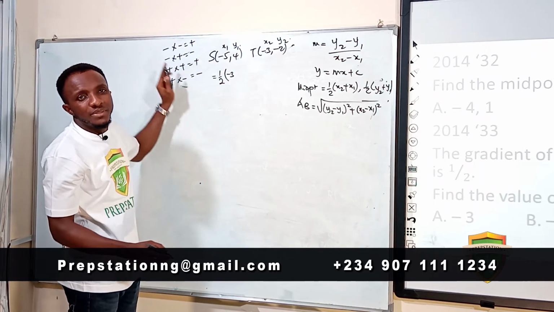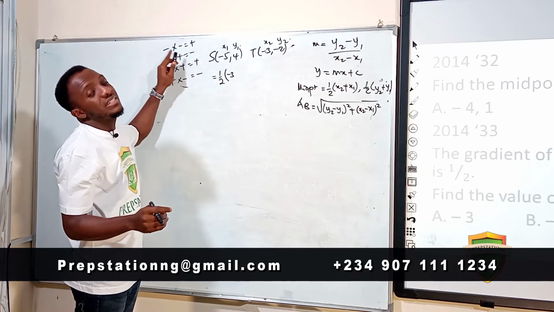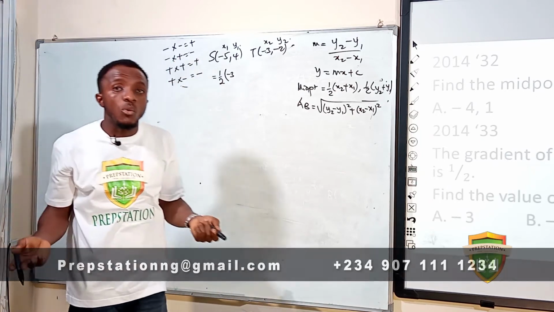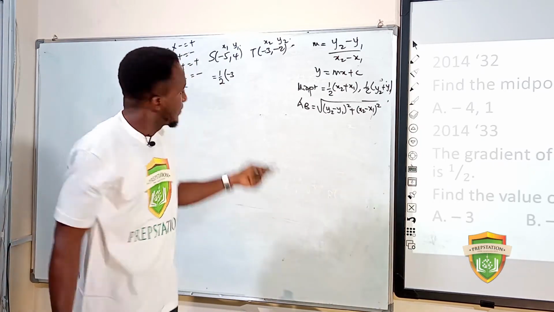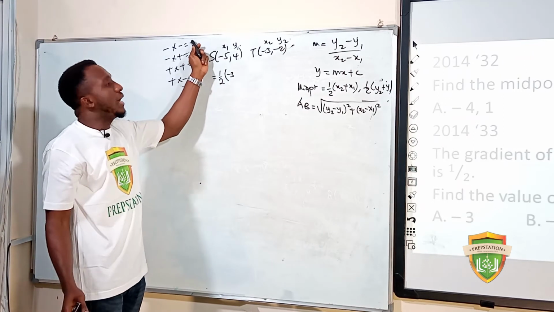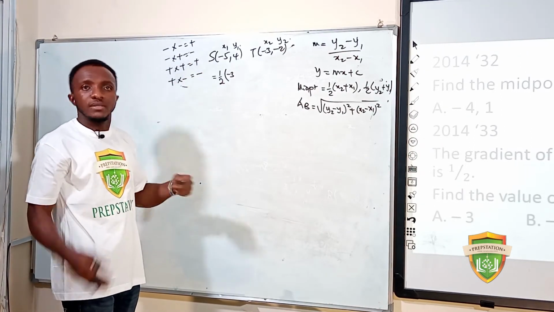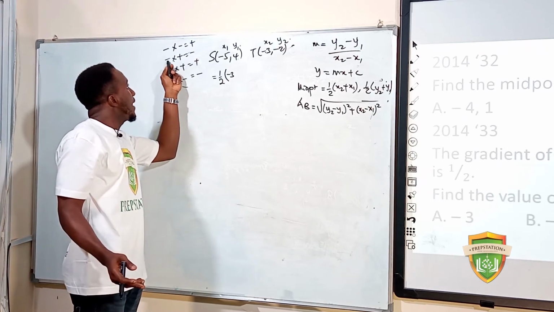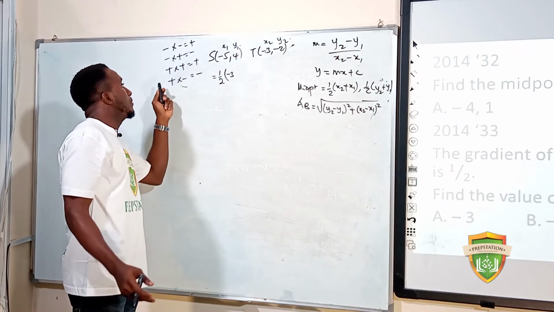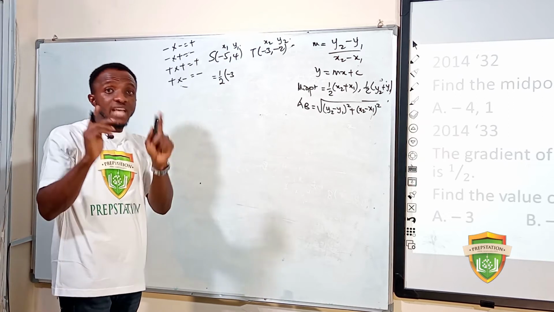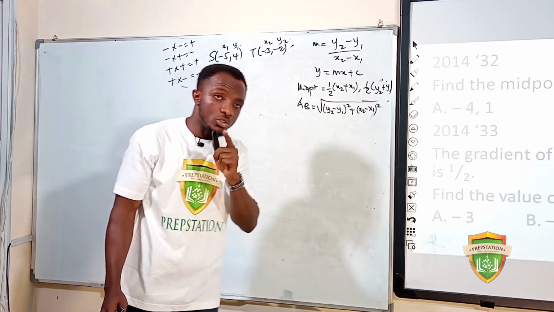If you're having a problem with this, it's quite simple. Just when the signs are equal, it's always positive. Minus minus equal, answer is positive. Plus plus equal, answer is positive. Otherwise, it is negative. Minus plus minus, plus minus minus. So when the signs are equal, the result is always positive.